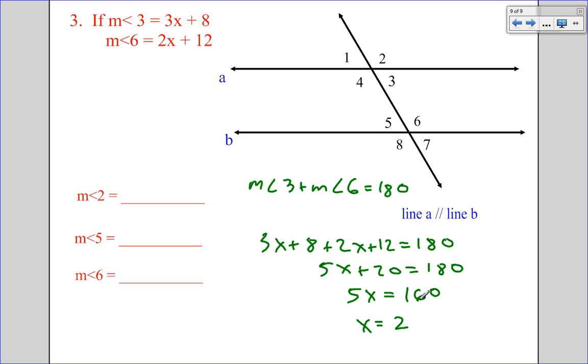5 goes into 160... 32. So x equals 32. Now if I plug back in for angle 3, it's going to be 32 times 3, which is 96 plus 8, which is 104. Obviously, this is not drawn to scale. Angle 2 will be 76. Angle 4 will be 76. Angle 1 will be 104. 104, 76, 76, and 104. And then you can fill in the blanks from there.